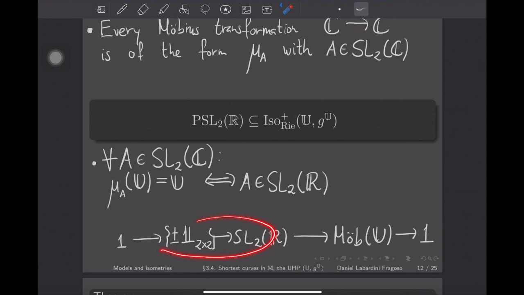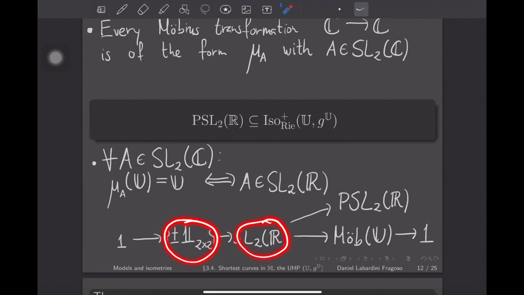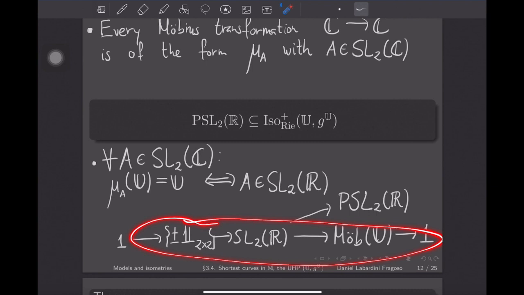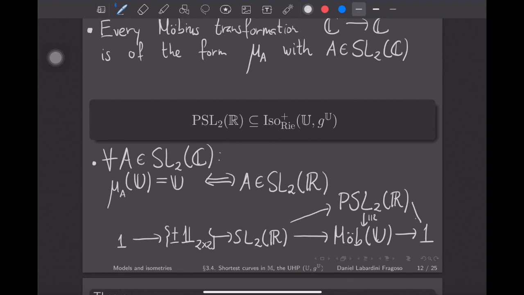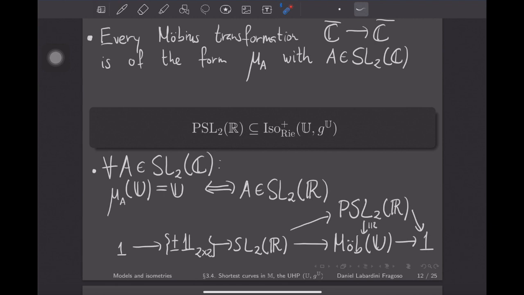Okay. So we have this short exact sequence, but then that means that, by definition, PSL2R is simply the quotient of SL2R modulo this. So the fact that we have this short exact sequence tells us that we actually have an isomorphism here. Okay, and so I'm just going to be writing PSL2R to denote the group of Möbius transformations that preserve U bijectively. Okay, and now without any further apology.